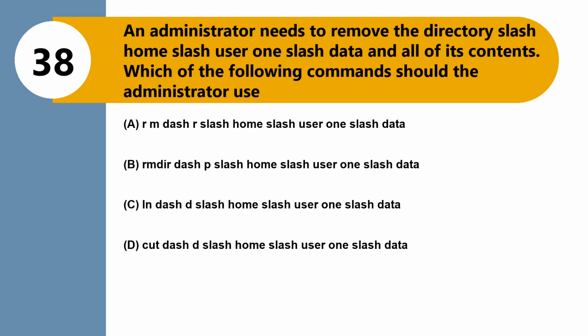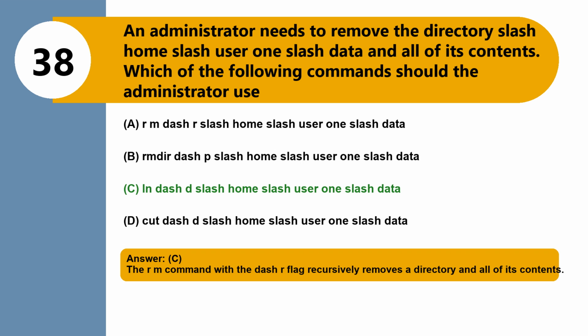Option B, rmdir -p /home/user1/data. Option C, ln -d /home/user1/data. Option D, cut -d /home/user1/data. The correct answer is option C, ln -d /home/user1/data. The rm command with the -r flag recursively removes a directory and all of its contents.